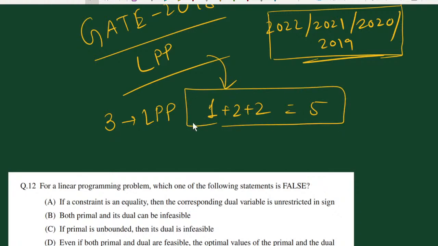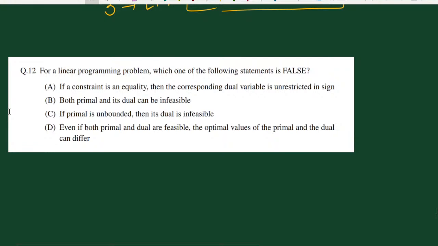Okay, so let's start. Question number 14, which is a 1 mark question, says: for the linear programming problem, which one of the following statements is false? Now if we see the options, the first is: if a constraint is an equality, then the corresponding dual variable is unrestricted in sign.